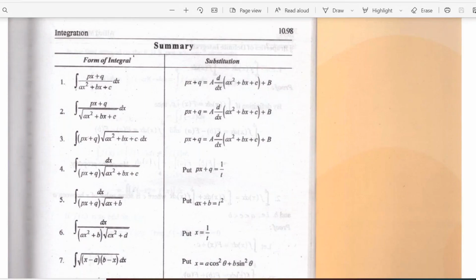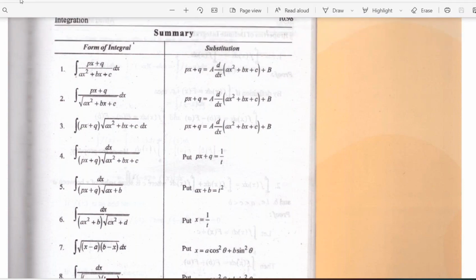So far we have discussed various types of integrations. We discuss what are all the types that we have studied earlier, what is the substitution and what are all the types. Okay, are you all able to see the new screen?